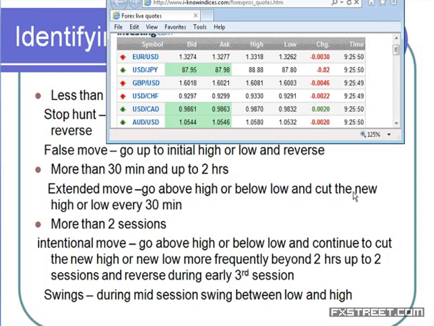So extended move is for 2 hours, and that will be a quick move, and they reverse it. Intentional move is for 2 sessions and the start of the 3rd session. It will be mandatorily beyond 2 hours. That means once they breach the low and stay below the low for more than 2 hours, then it is an intentional move, and they will try to do that downward move slowly up to the end of the session, and in the third session they just make a brief downward stop and start gaining the levels.